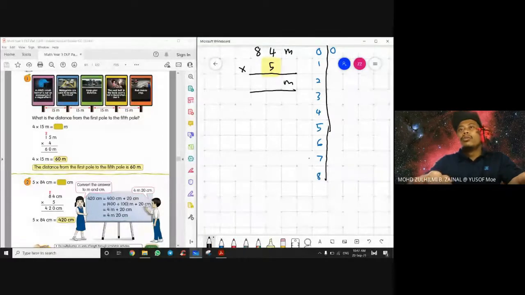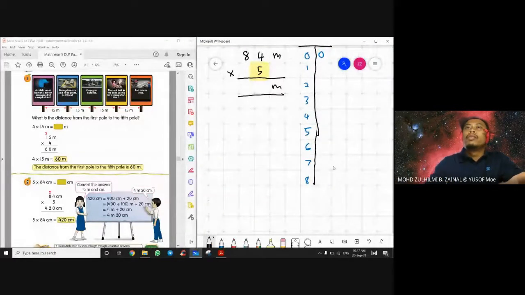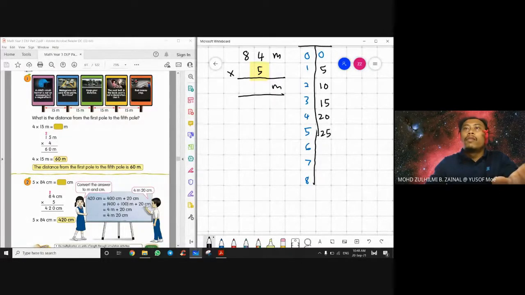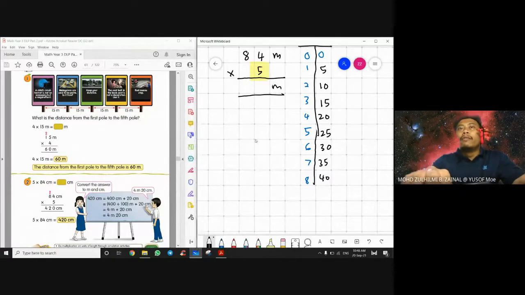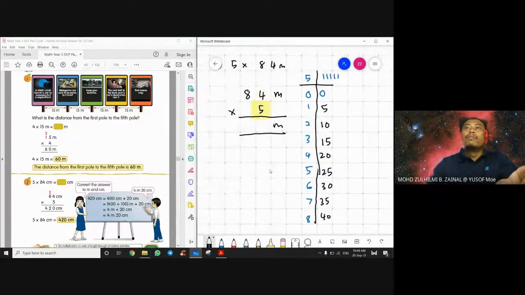Then continue as usual. Do the 5 times table. You surely remember, right? Start from 0, 0, 5, 10, 15, 20, 25, 30, 35, 40. So until 40, you can get 40 as the answer. Alright. Final number for your multiplication table.